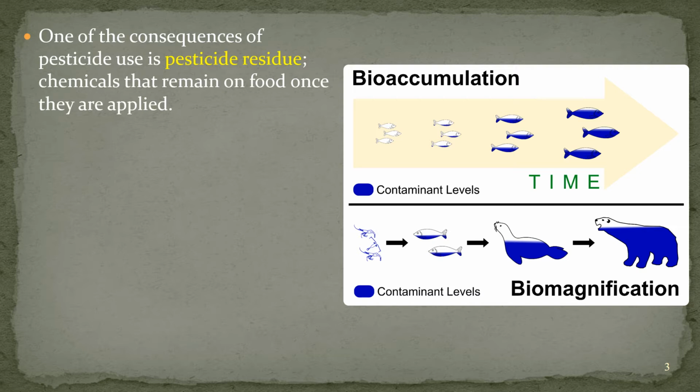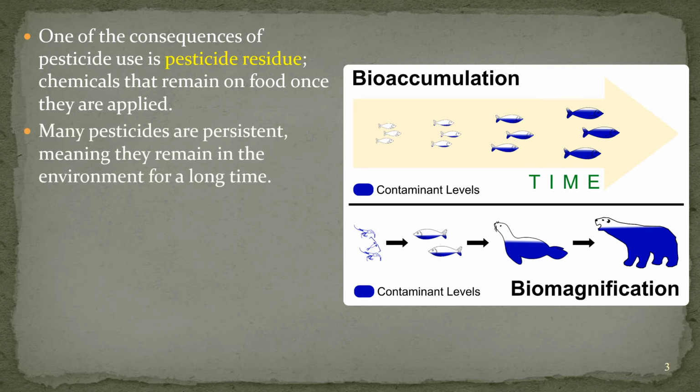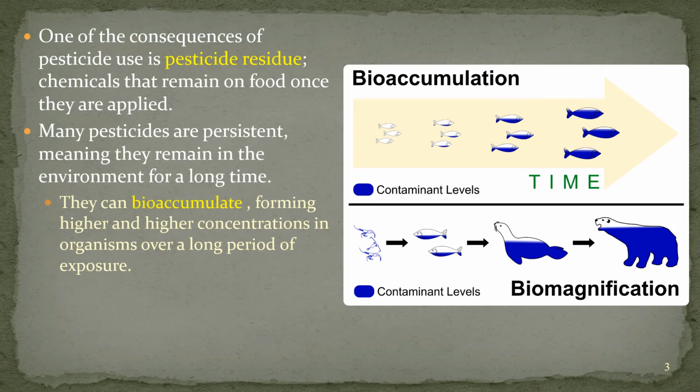So, one of the consequences of pesticide use is pesticide residue. Now, not all pesticides leave a residue, but the ones that we've realized were problematic, we used quite a bit before we realized there was a problem. So, sad panda. These are basically chemicals that remain on food once they are applied. Many pesticides are persistent, meaning they remain in the environment for a long time. They can bioaccumulate, forming higher and higher concentrations in organisms over a long period of exposure.